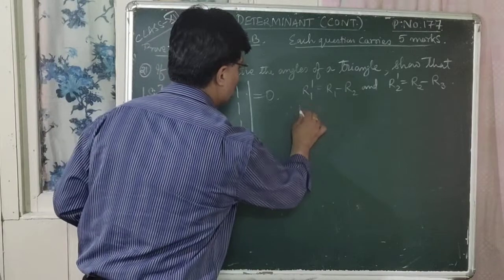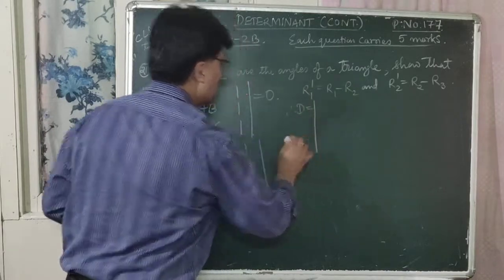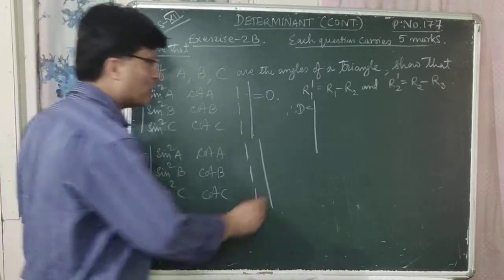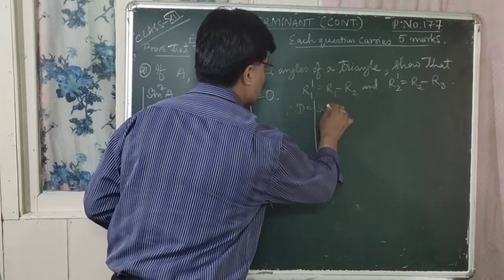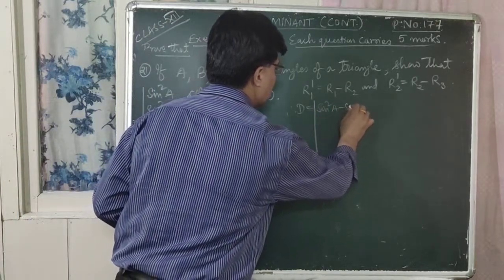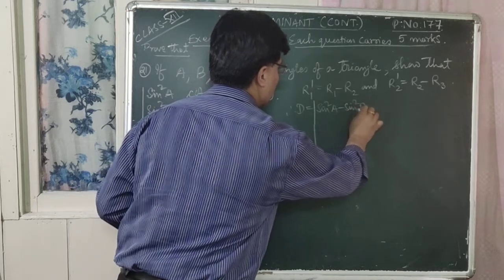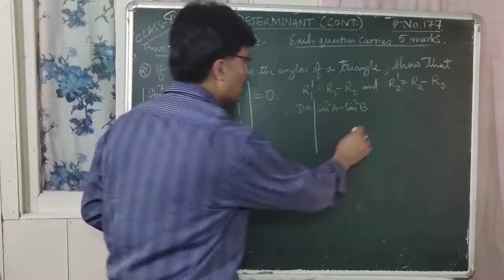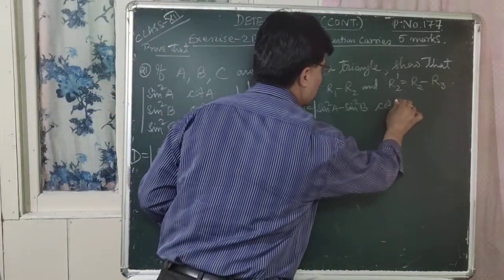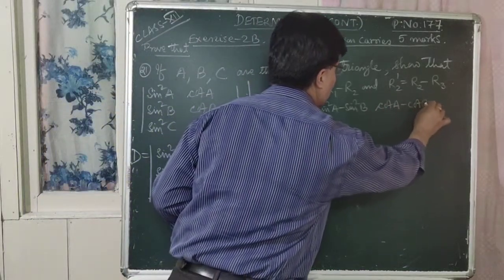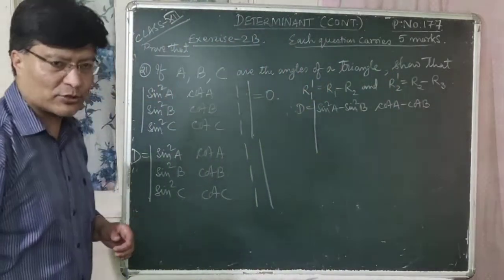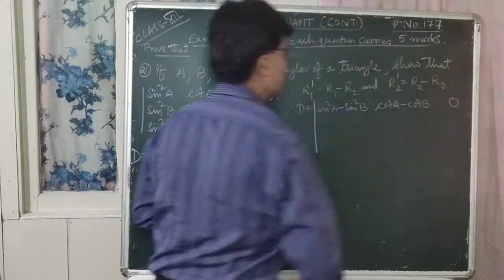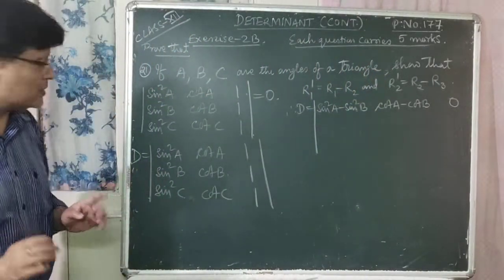So therefore D is equal to, now what is the new first row? Sin square A minus sin square B, right? Next, cot A minus cot B. Next one is 1 minus 1 is 0, right?